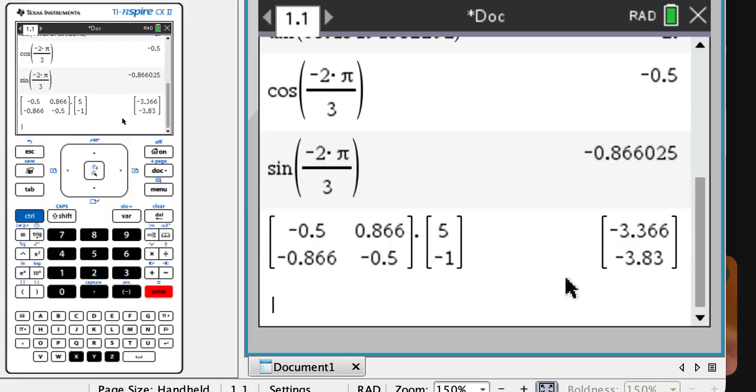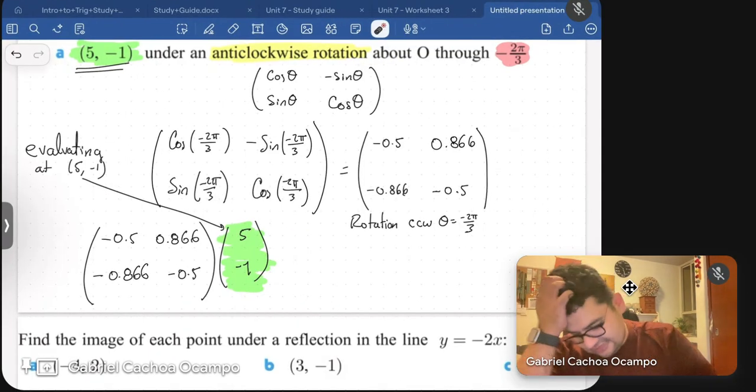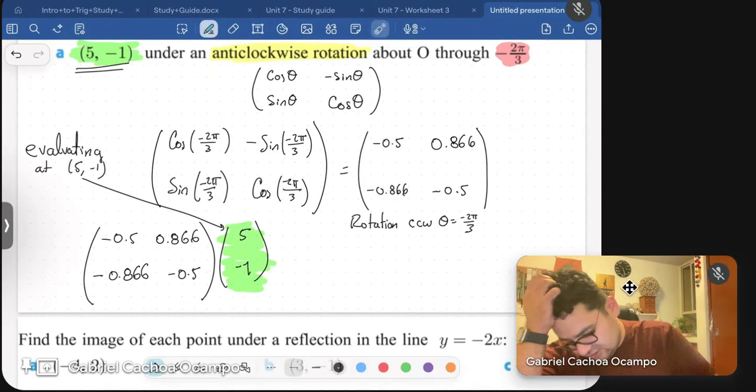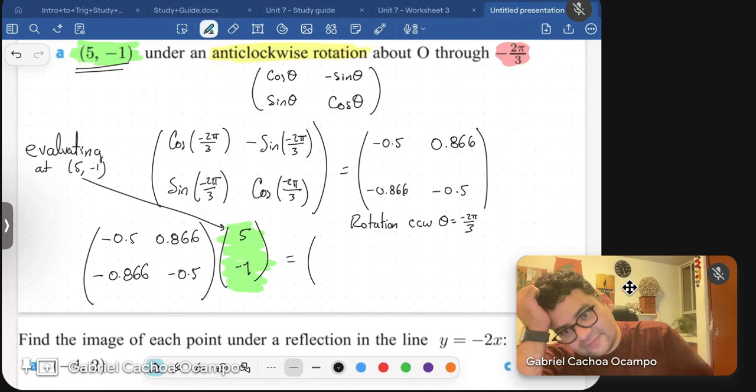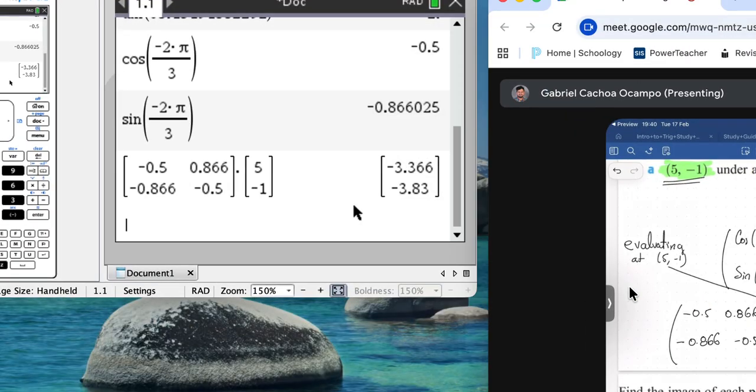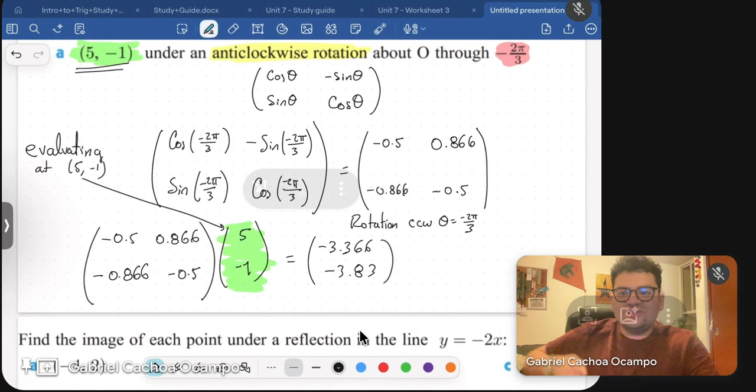It is a matrix product. And that is my answer, no? That means that when I evaluate this point, it is going to be negative 3.366 and negative 3.83. And what does this mean?